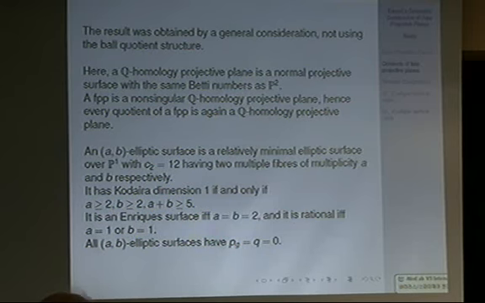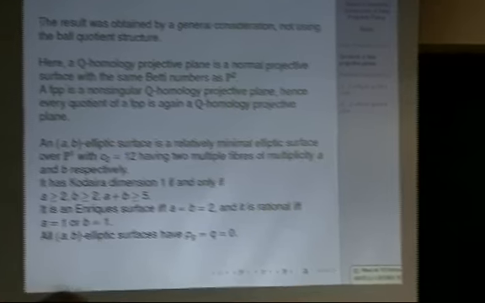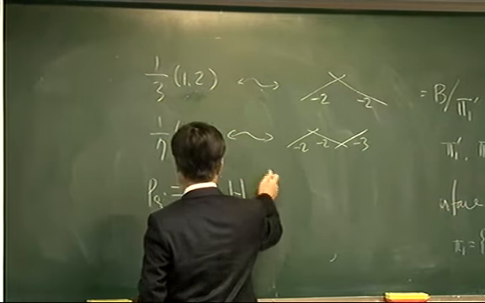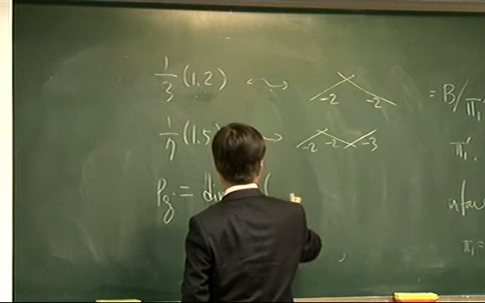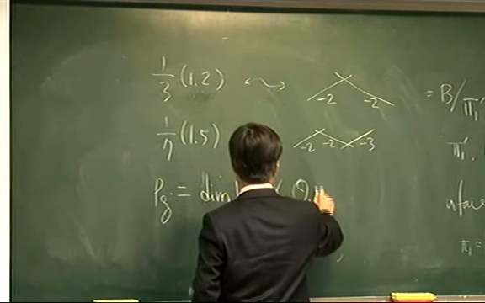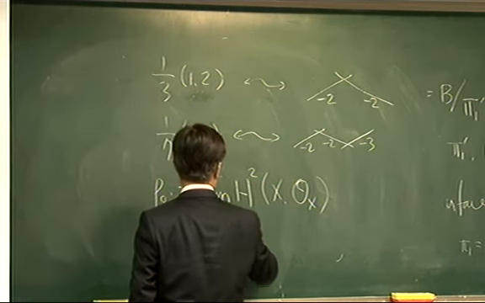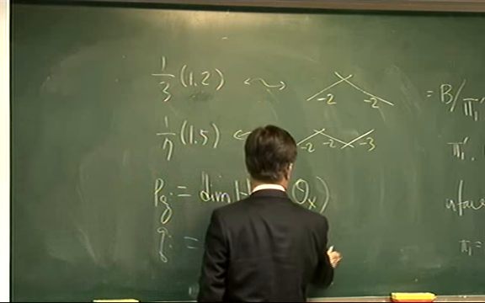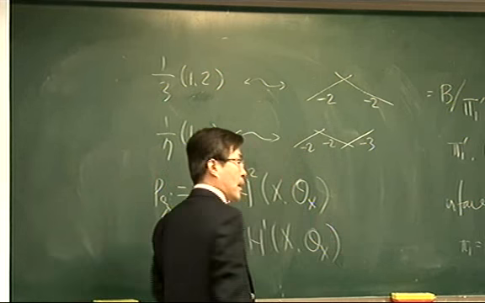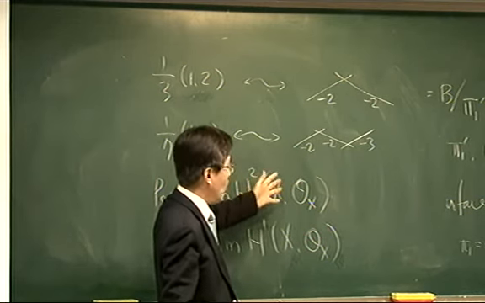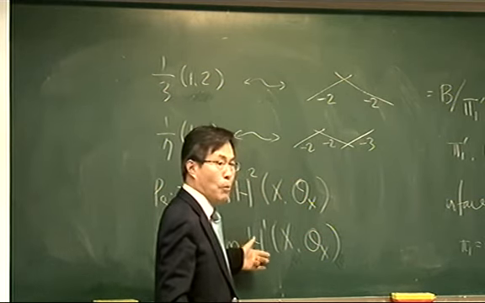All AB elliptic surfaces have pg and q both 0. Here pg, by definition, is the dimension of H2. q, in classical notation, is the irregularity. So if X is smooth, then this is nothing but the dimension of the global holomorphic 2-forms, and this is the global holomorphic 1-forms.